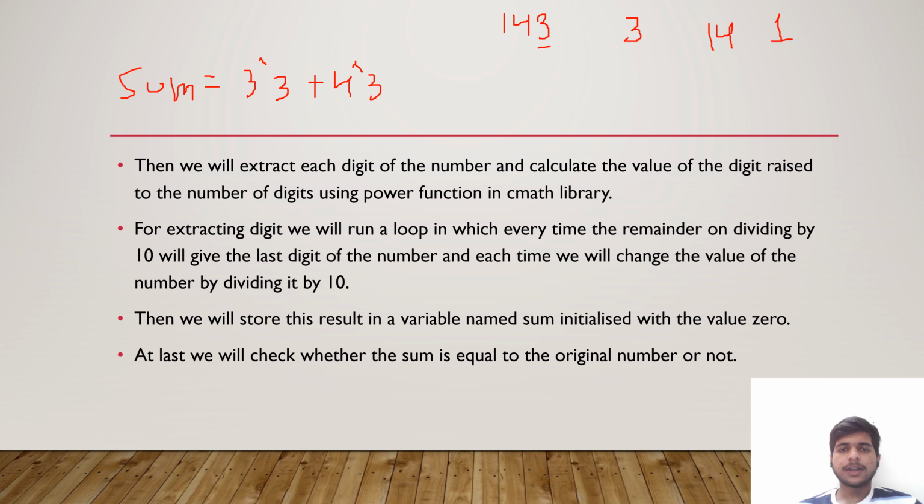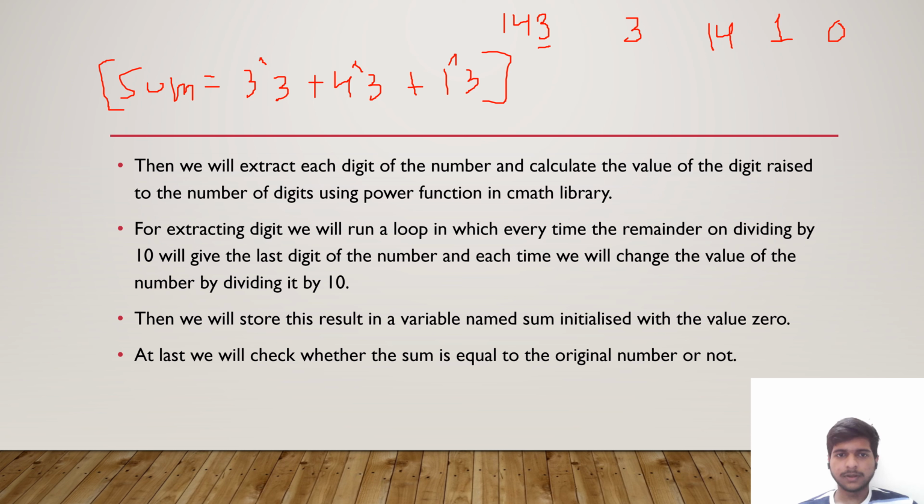In the next iteration, 1 divided by 10 will give the remainder 1. So 1 raised to the power 3 would be added. This would be the sum after the iteration, because after this iteration the number would become 0, so the loop will terminate.